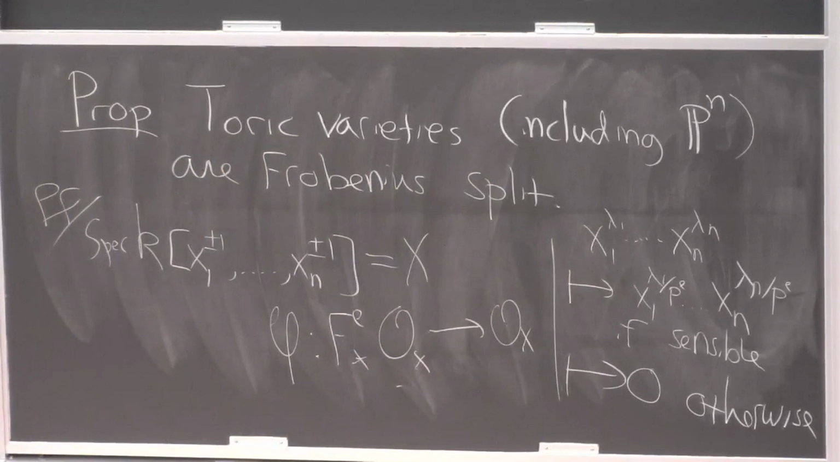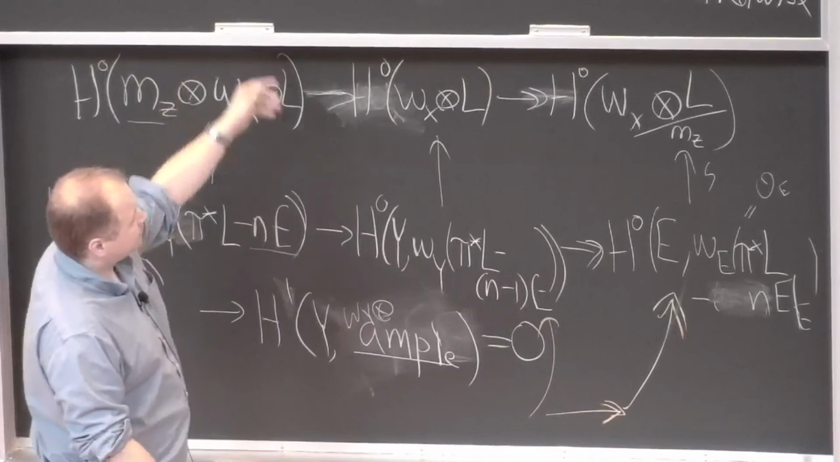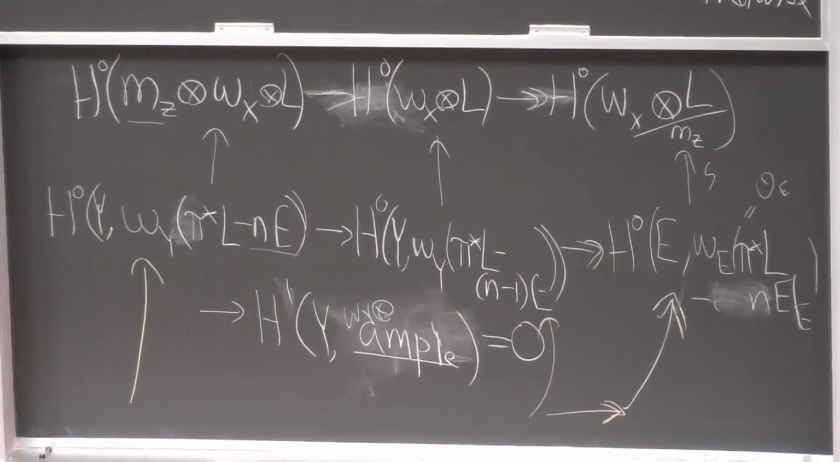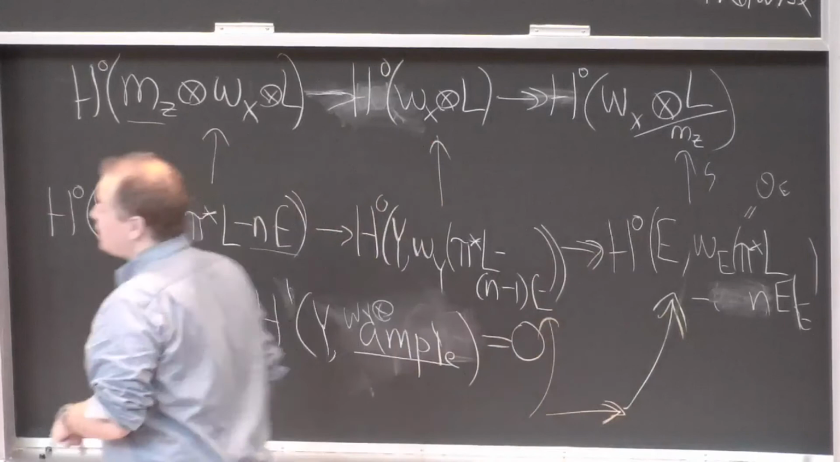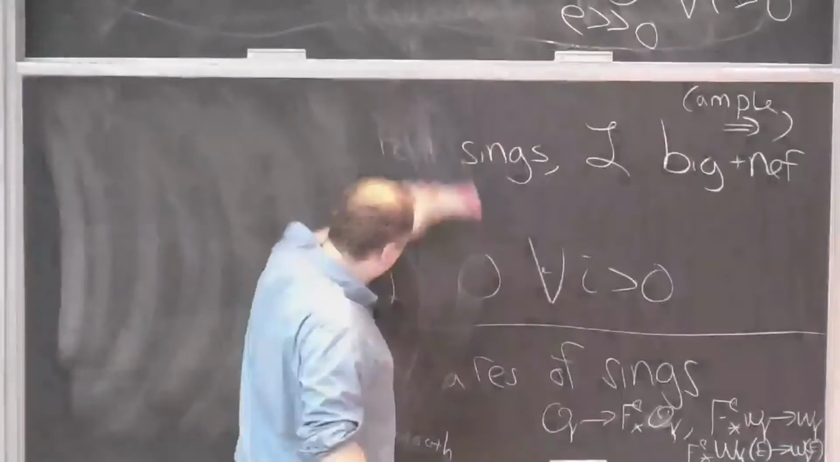Okay. So why is Frobenius splitting good? Why is that going to be good? Because R^e right here is Frobenius split, and we needed this green map right here to be surjective. So let me make a quick observation, and a couple additional quick observations about Frobenius split varieties.